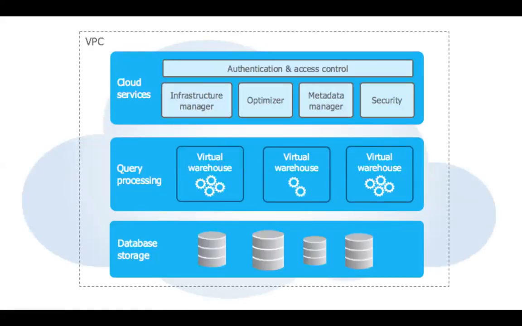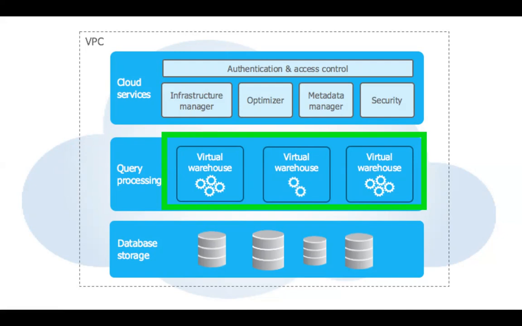We're looking at the Snowflake architecture, and there are three layers here. There's the cloud services layer, the query processing layer, and the database storage layer. In this deck and demo, we're going to focus on virtual warehouses, which are part of the query processing layer. This you can think of as the compute piece.